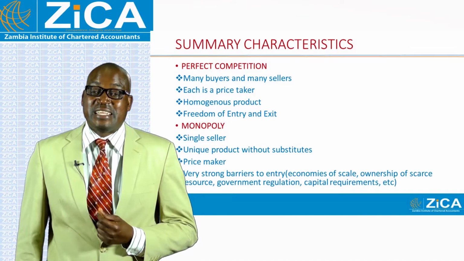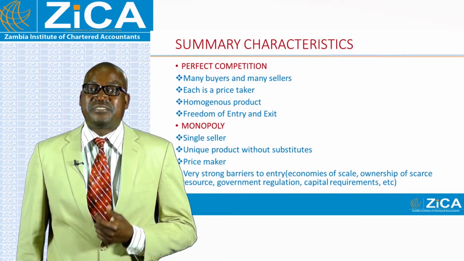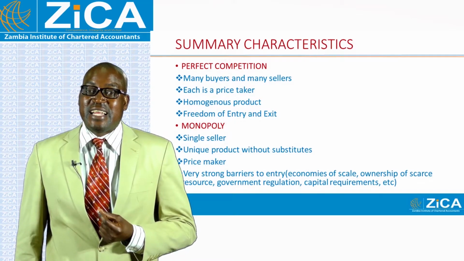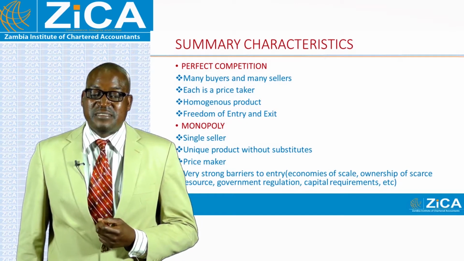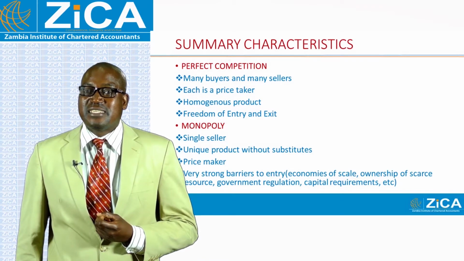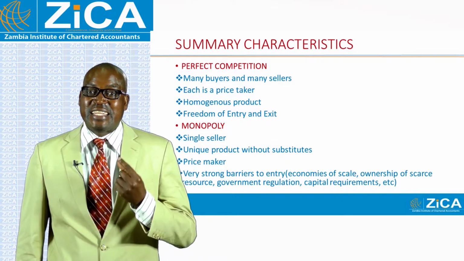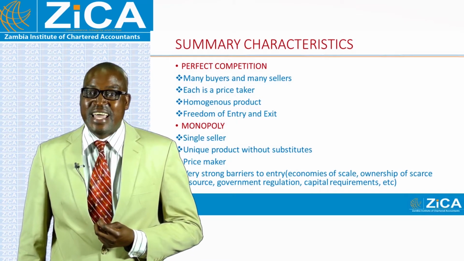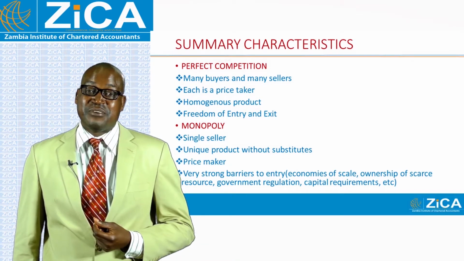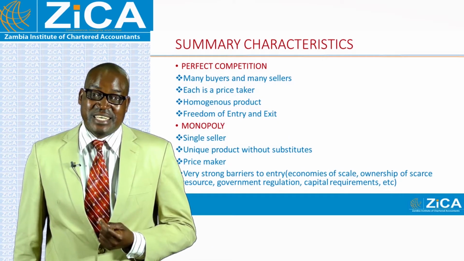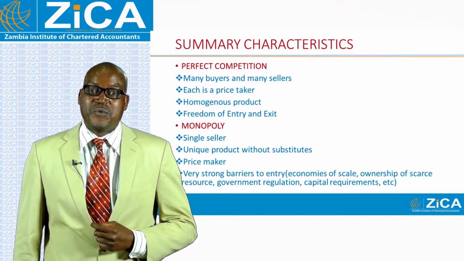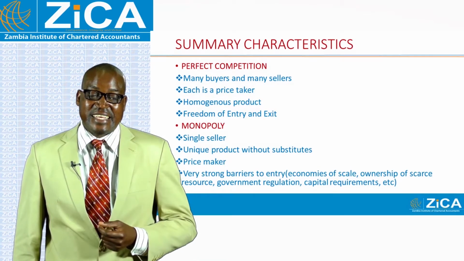Perfect competition is identified by the following characteristics. One, there are many sellers of a product and many buyers of a product. The second characteristic is that each seller is a price taker, meaning that none has influence over the price, and as a result, the demand curve is a horizontal straight line. Next one is that the product is homogeneous, meaning that it is standardized. What each seller sells is exactly the same.